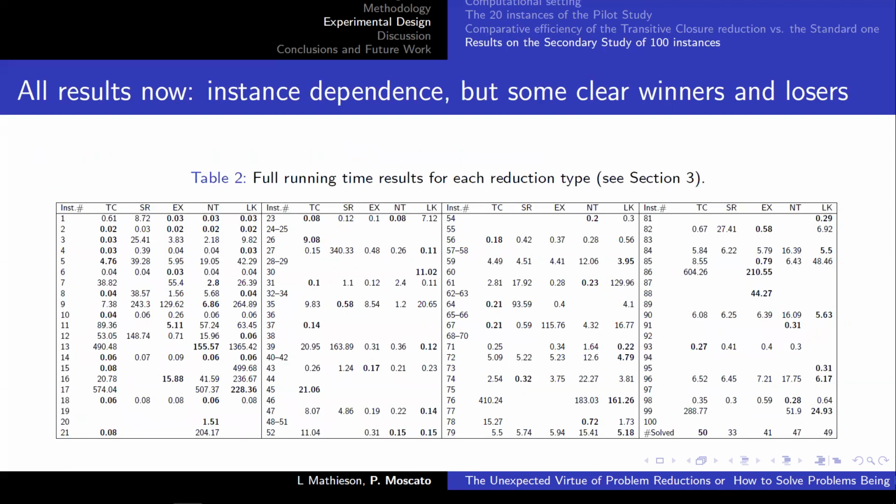So here are the results of the whole dataset. You can see that the results are instance dependent, but there are some clear winners and losers. And I invite you to look at these results in the paper to have an idea. So whenever you have a blank, it is because a particular reduction has not been useful to solve that particular instance.